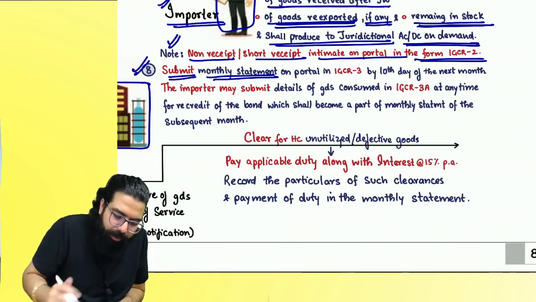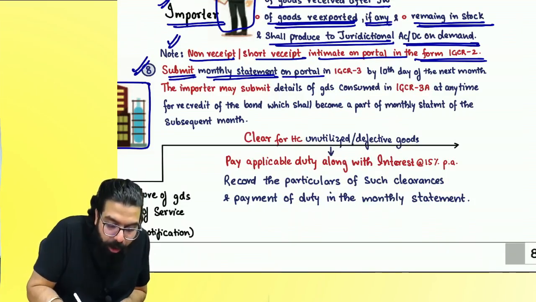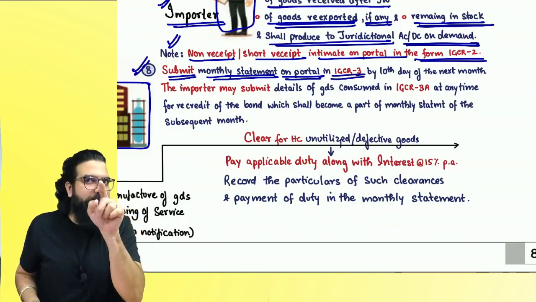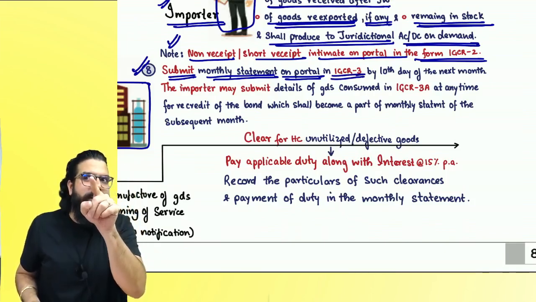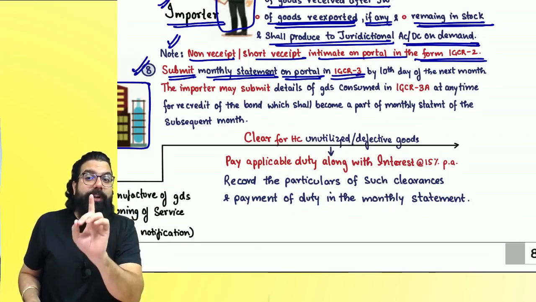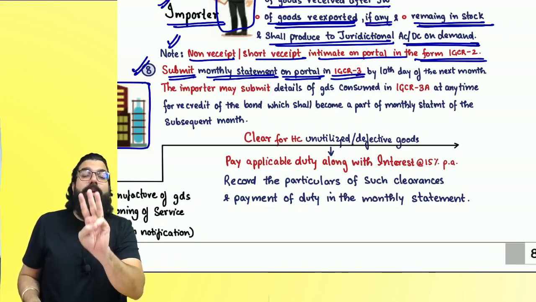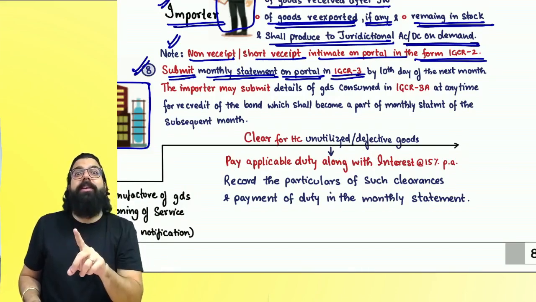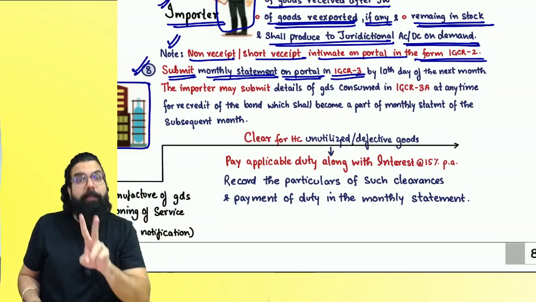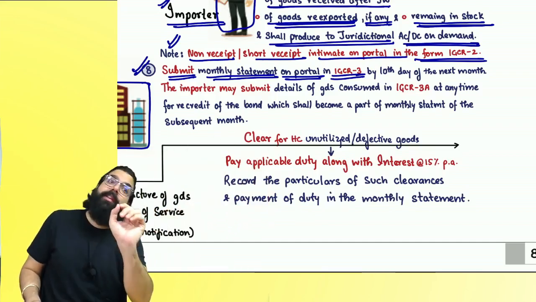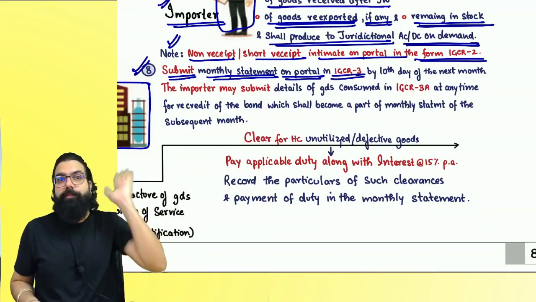One minute, everyone. Submit a monthly statement on the portal in IGCR 3. Don't you think the government is implementing control on you, so that they ensure that every good you are sending for job work, you are sending for the specified end use? Sir, I send it for job work. Maintain and inform in the IGCR 3. You are sending it for inter-unit. Tell me. You are sending it for specified end use to someone else. Tell me. Everything has to be informed.